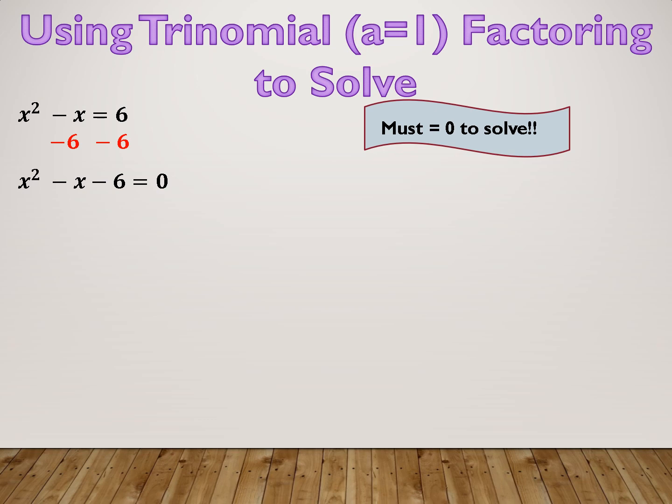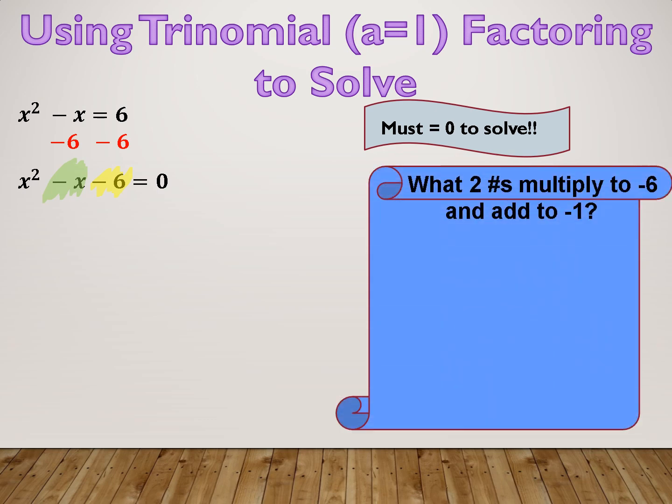Now, if you remember, when a is equal to 1, you just simply have to figure out what 2 numbers multiply to make negative 6 and add to make negative 1, because they have to multiply to make the c value and add to make the b value. So what 2 numbers multiply to negative 6 and add to negative 1? Well, how about negative 3 and 2? Because negative 3 times 2 is negative 6. And negative 3 plus 2 is negative 1.